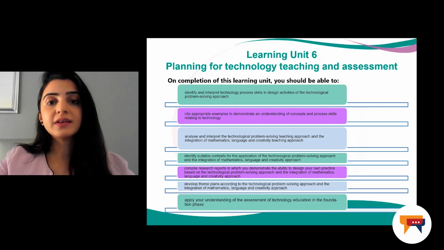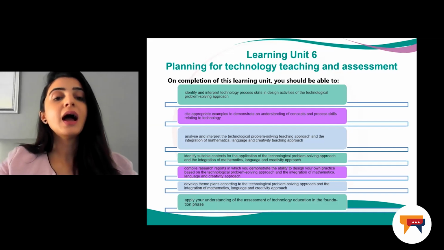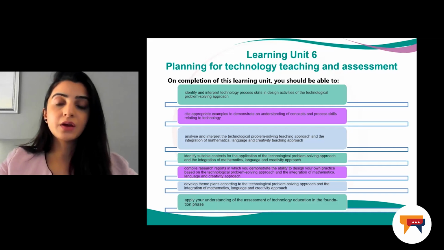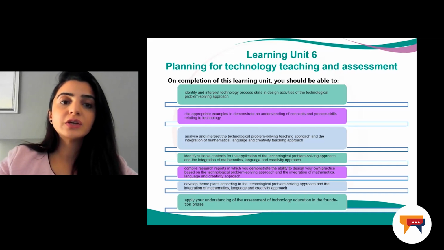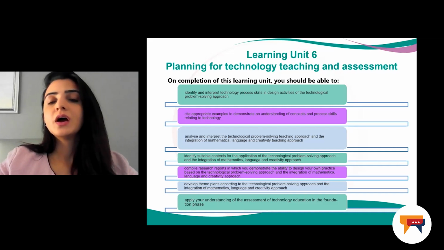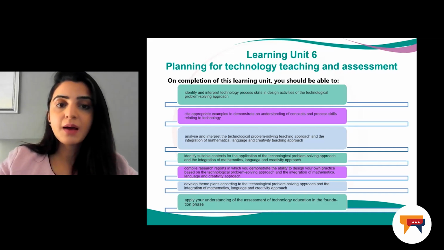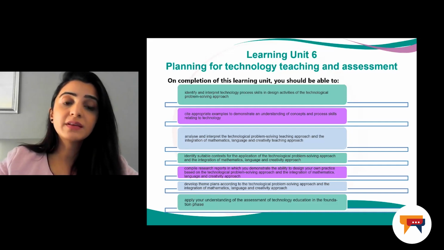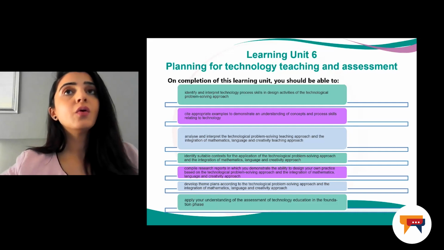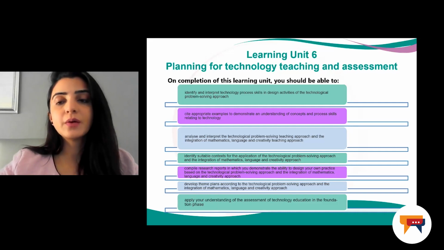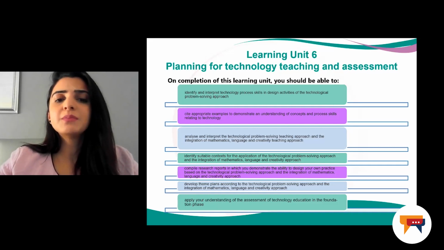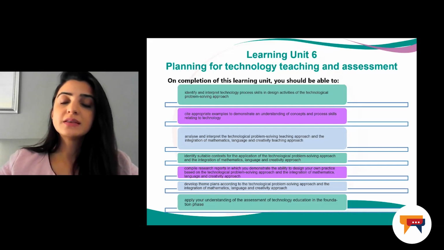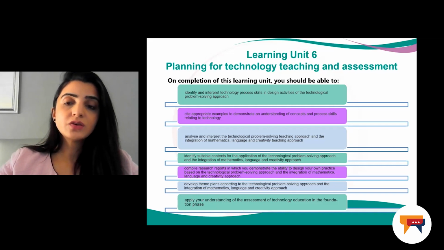On completion of this learning unit, you should be able to identify and interpret technological process skills in the design activities of the technological problem solving approach. You need to be able to cite appropriate examples to demonstrate an understanding of concepts and process skills related to technology. You also need to analyze and interpret the technological problem solving approach and how you can integrate mathematics, language, creativity into your teaching approach.